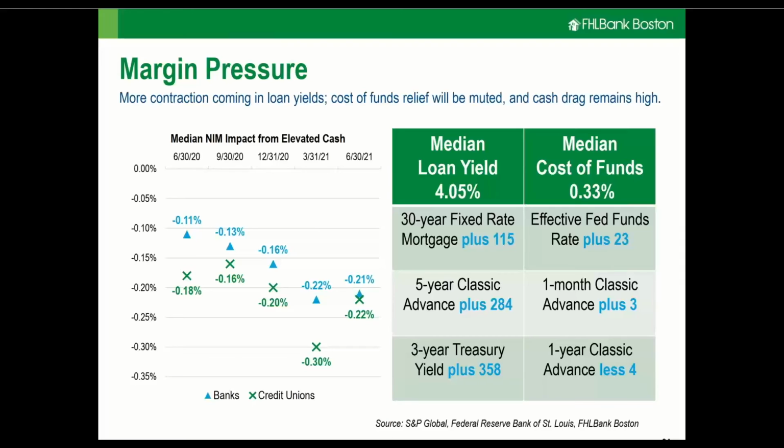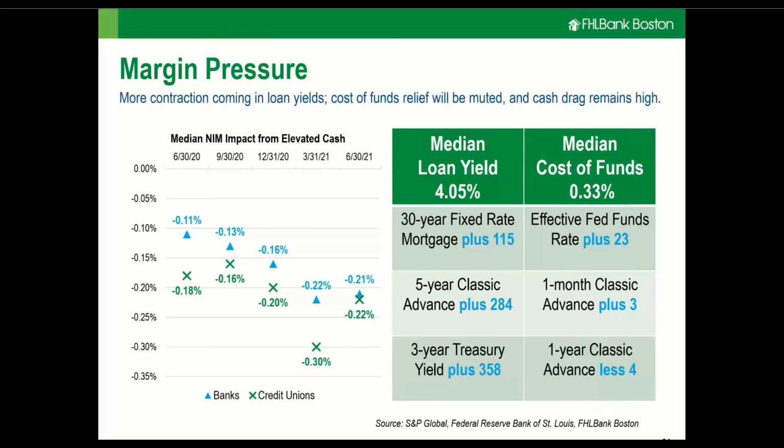On the right side, we're showing a hypothetical. If, say, you had a loan at 4.05% and a cost of funds of 33 basis points, and what that translates to in terms of available replacement options. On the asset side, to replace the runoff, you need a 30-year fixed-rate mortgage plus 115 basis points. For commercial, many members use the 5-year advance as the pricing benchmark. You would need plus 284, which is well above what we're hearing and seeing for high-quality deals where they're originating right now. And for autos, you'd have to move down the credit spectrum to clear plus 358 to treasuries.